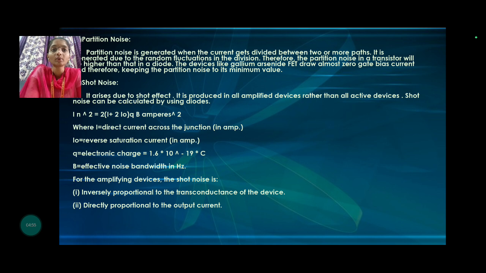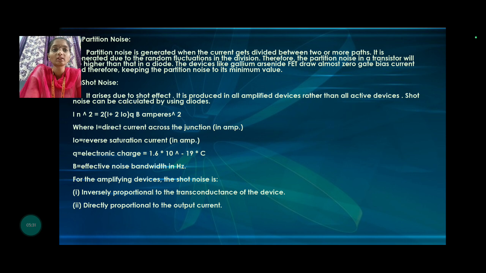ln power 2 is equal to 2 into 1 plus 2 ln into QB ampere square, where I is equal to the direct current across the junction, measured in amperes. I naught is equal to the reverse saturation current in amperes. Q is equal to the electronic charge, whose value is 1.6 into 10 to the power of minus 19 coulombs. B is equal to the effective noise bandwidth in hertz.